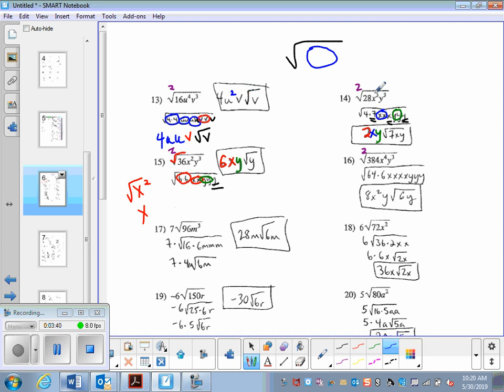All right, let's try the next one. How many times does 2 go into 3? It goes into it once with 1 left over. How many times does 2 go into 3? Once with 1 left over.